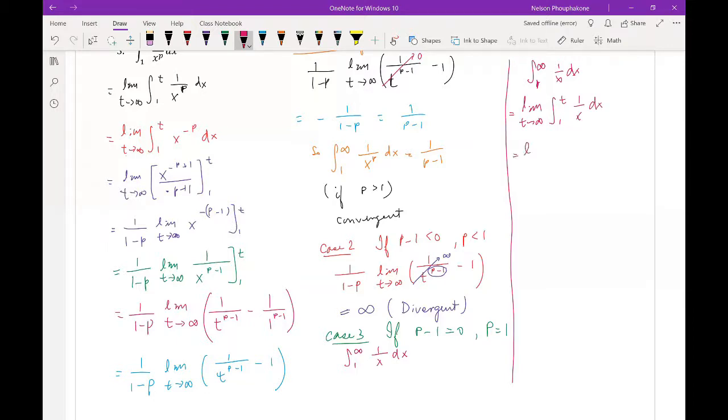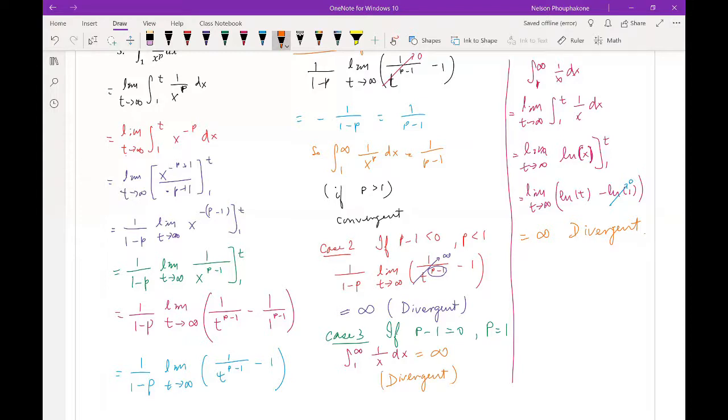Then in this case, I have the limit as t goes to infinity of natural log of x. Of course, I don't need absolute value, because t is greater than 1. Then my answer will be the limit as t goes to infinity of natural log of t minus natural log of 1. We know that natural log of 1 is equal to 0, but natural log of t, when t goes to infinity, goes to infinity. Again, this is divergent. So this is equal to infinity, so it is divergent.